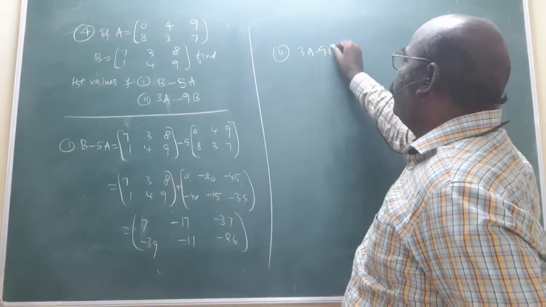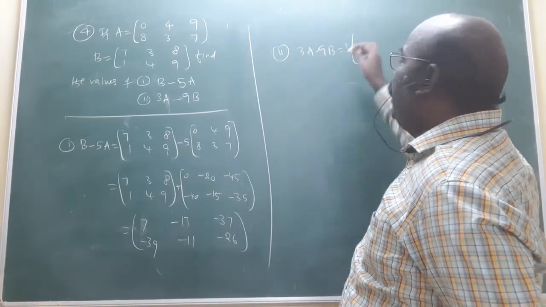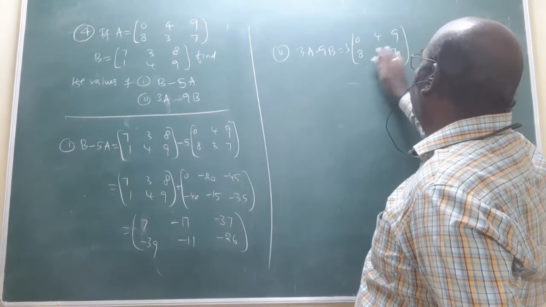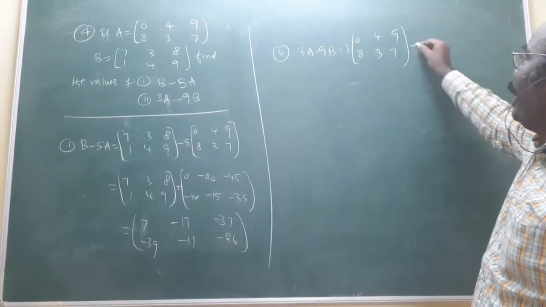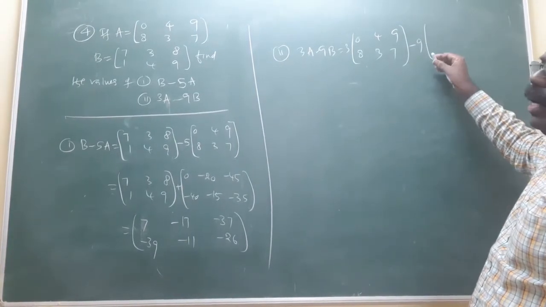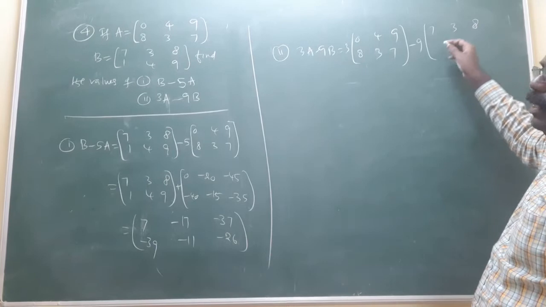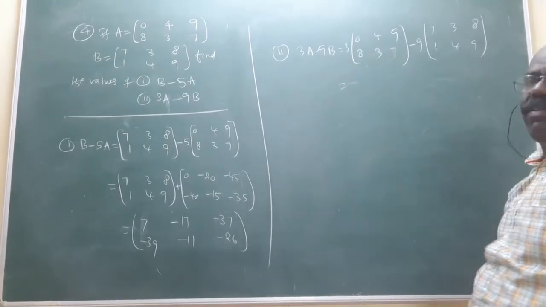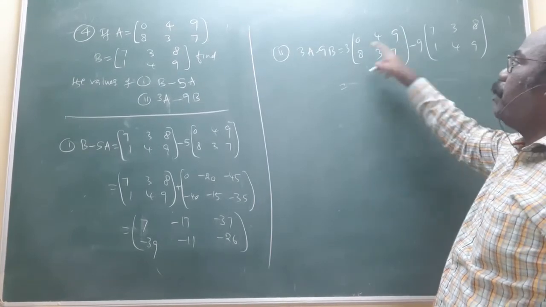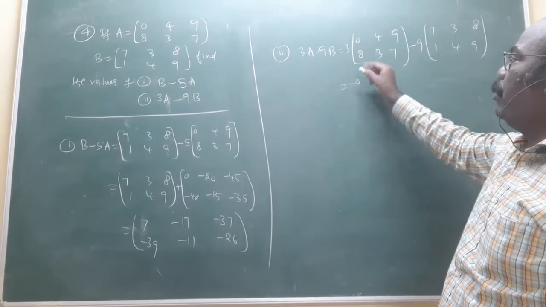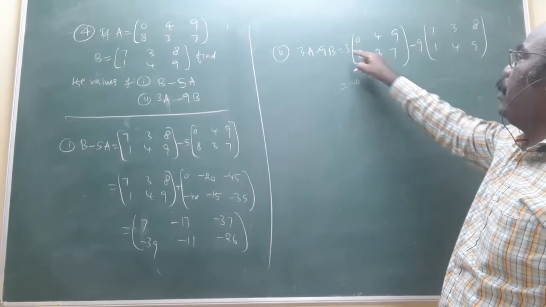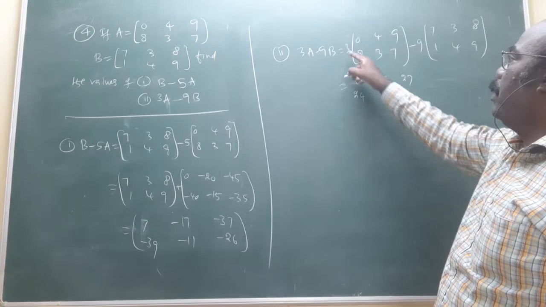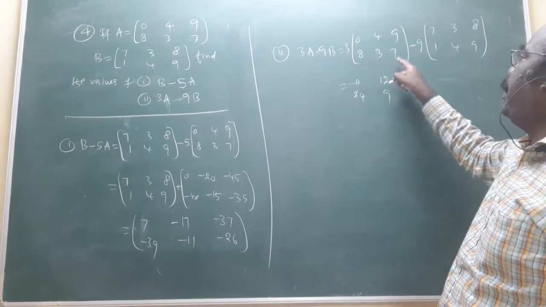3A minus 9B. 3 into A is what? 0, 4, 9, 8, 3, 7. Next, minus 9 into B is what? 7, 3, 8, 1, 4, 9. Now, this is multiplication, no? You want to multiply all elements by 3. 3 into 0, 0. 3 into 4, 12. 3 into 9, 27. 3 into 8, 24. 3 into 3, 9. 3 into 7, 21.